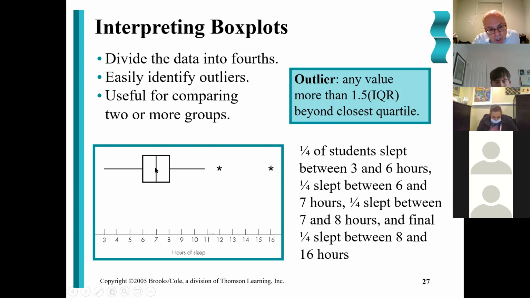So 50% of the data goes from what? From 3 up to 7. From the smallest to the median is 50%, and from 7 all the way up to 16 is also 50%, from the median to the largest value. Where is it more spread out? Is it from the lower end or upper end? When you're looking at this chart, is the lower half more spread out or the upper half more spread out?